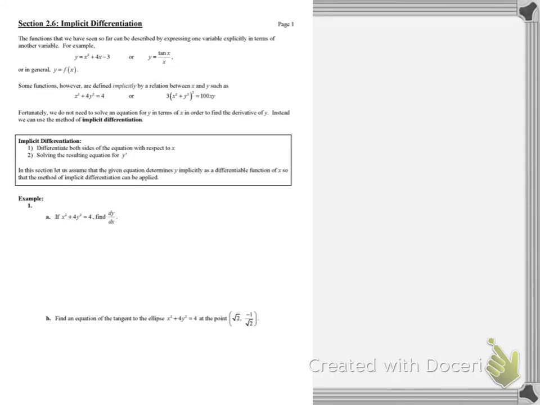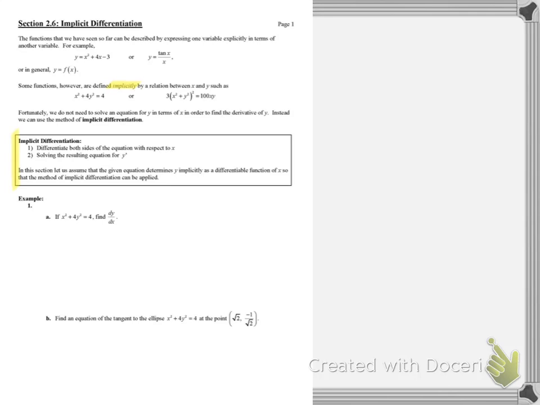Section 2.6, Implicit Differentiation. Prior to this point, all of the functions we have seen have been described by one variable, so we always were looking at something as y equals something else. Some functions, however, are defined implicitly by a relationship between x and y.